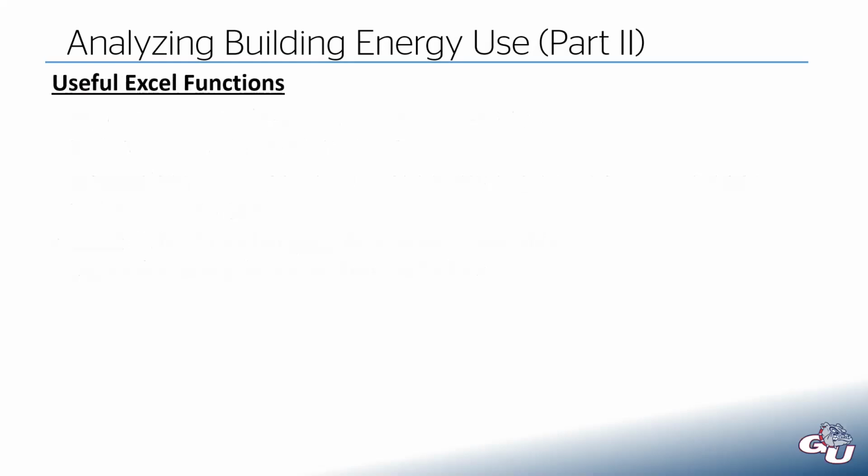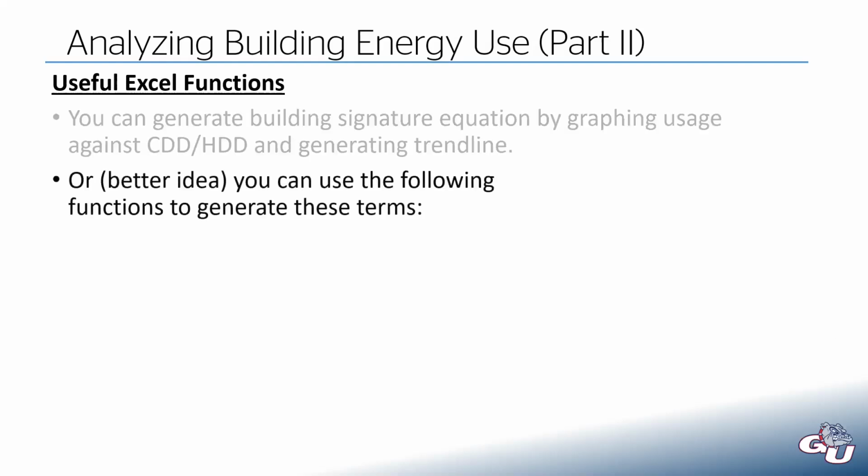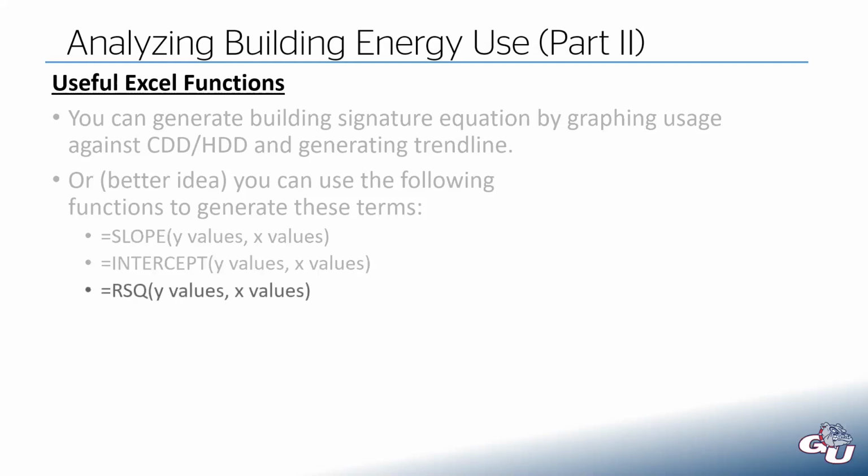Some useful Excel functions. If you're going to generate your building equations, the kilowatt hours and therm equations, well, one way to do that is you just graph the usage and then generate a trend line on the graph, and then that spits out your equation. For me, I think it's a better idea to use Excel functions to generate these terms, which I think I mentioned in another class: slope, intercept, R².